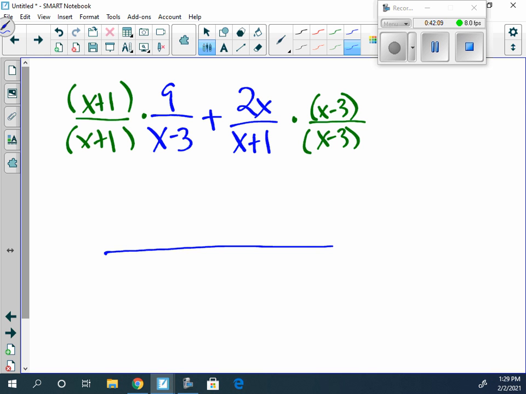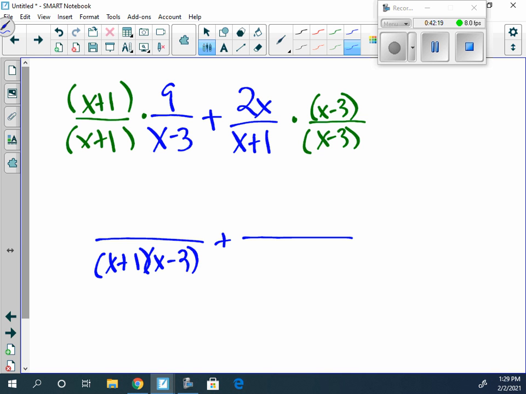So the denominator, well, we're not to that point yet. For both of these it is just going to be x plus 1 times x minus 3. Now the order in which you write these really doesn't matter because multiplication, we can multiply any two things in any order.